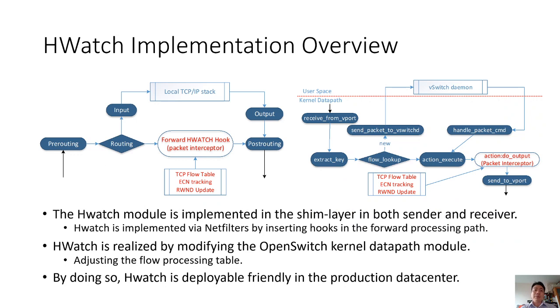And the way that we implement it is that it is done at the shim layer in both sender and receiver. The implementation is done through netfilter by inserting hooks in the forward processing path. And EdgeWatch is done by modifying the Open vSwitch kernel data path module. What we did is we adjust the flow processing table. So by doing this, EdgeWatch is deployment friendly in a production data center.